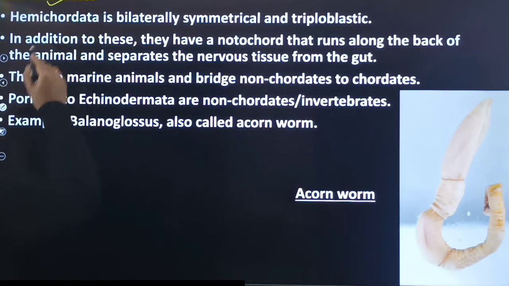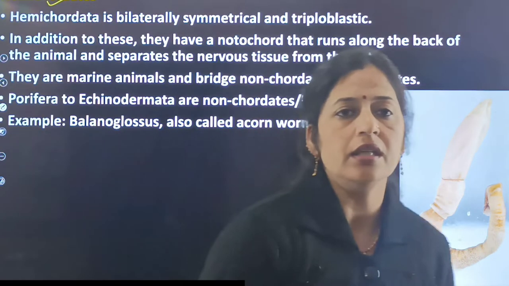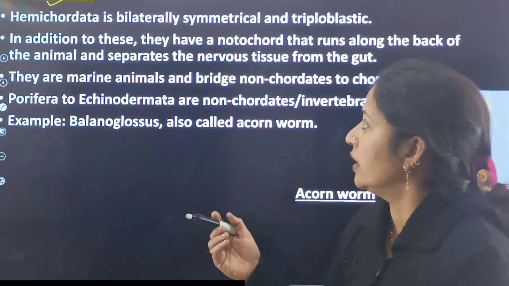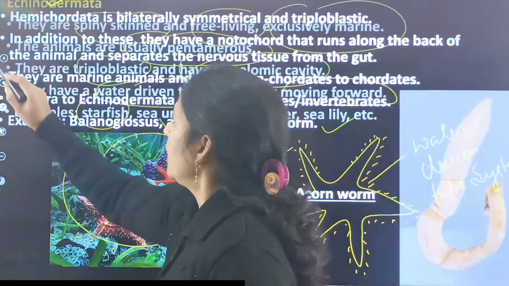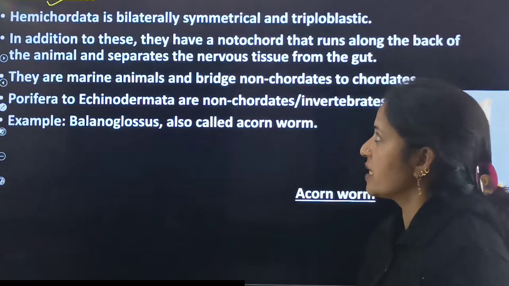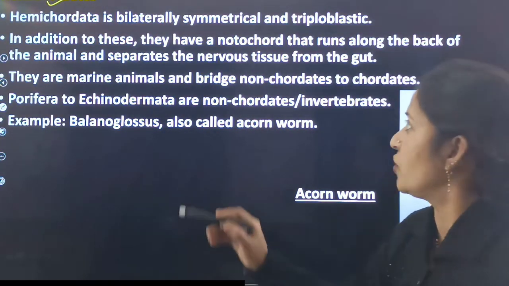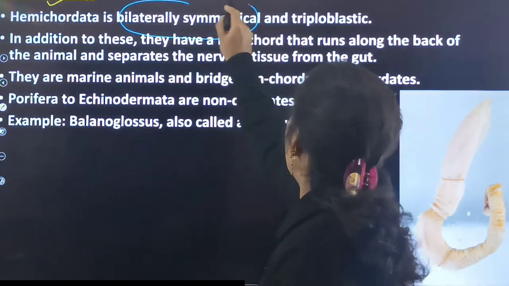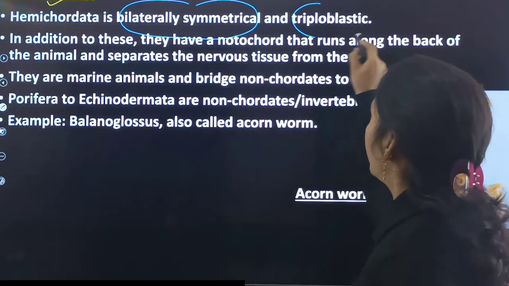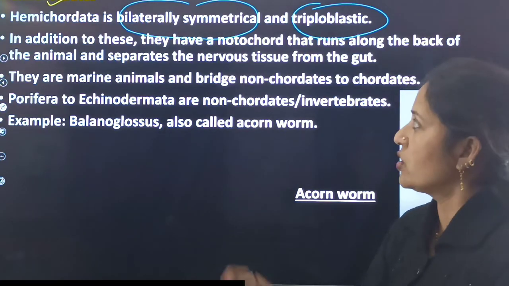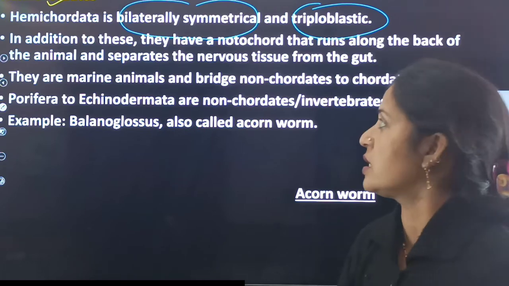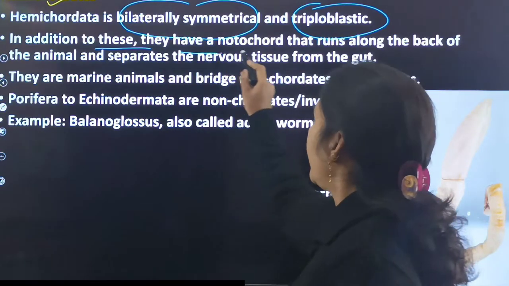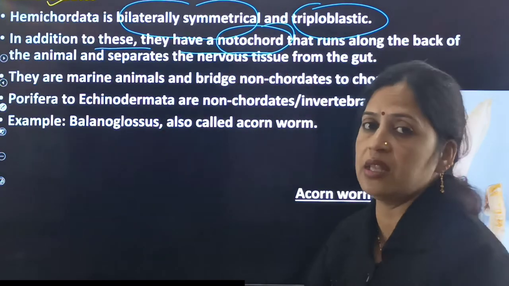Next is hemichordata. After the completion of the previous phylum, that is Echinodermata, now we shift to the hemichordates. Hemichordates are again bilaterally symmetrical and triploblastic. In addition to these, they have a notochord present in them.